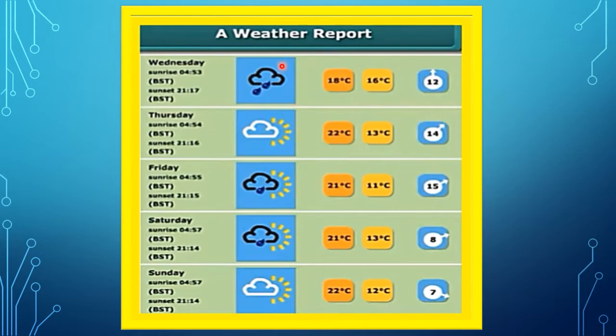moisture in the air. So you can see Wednesday it is predicting it's going to rain. The maximum temperature is 18, minimum is 16. Thursday we see a change, it's cloudy and sunny, maximum is 22, minimum is 13 and humidity is 14. So this is the weather report which is given day wise, and it keeps changing every day.